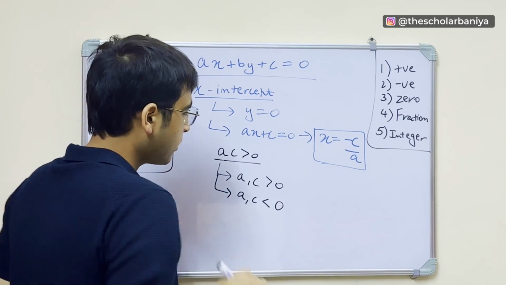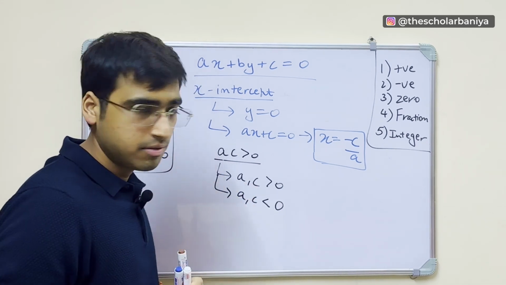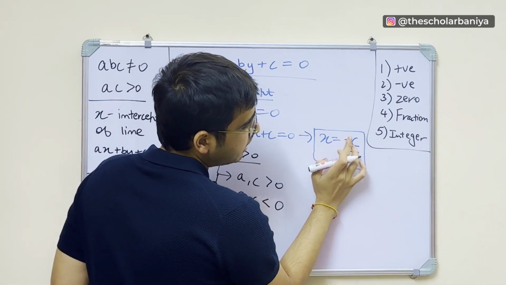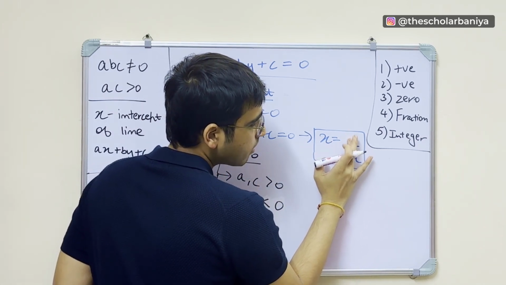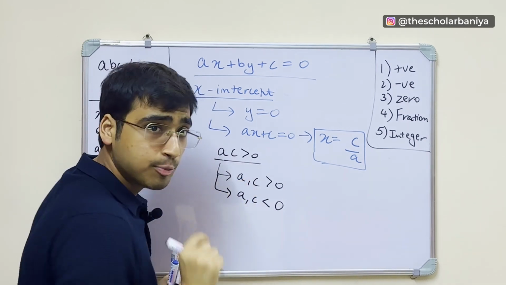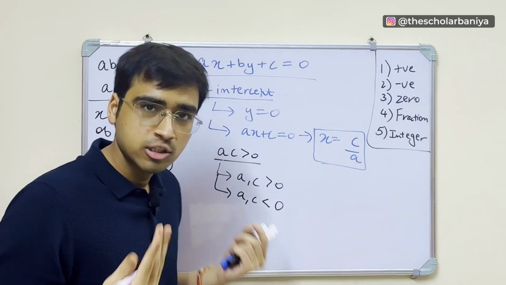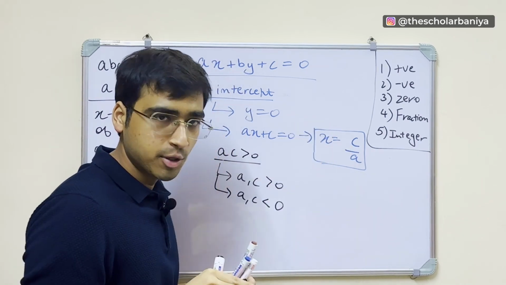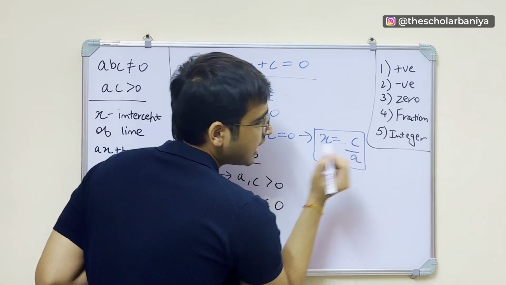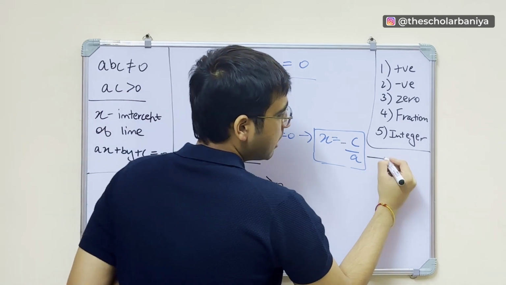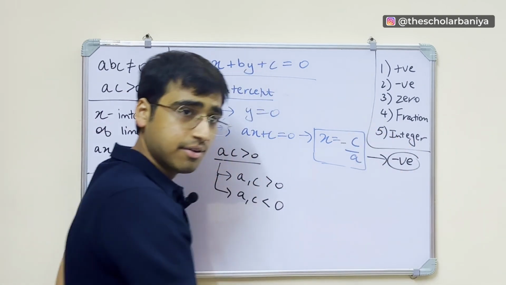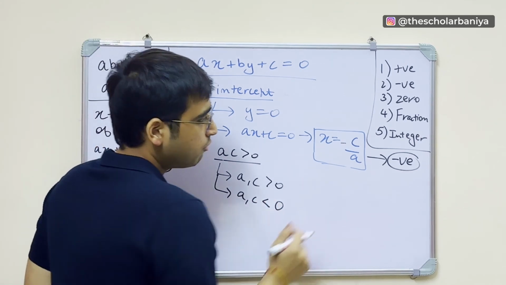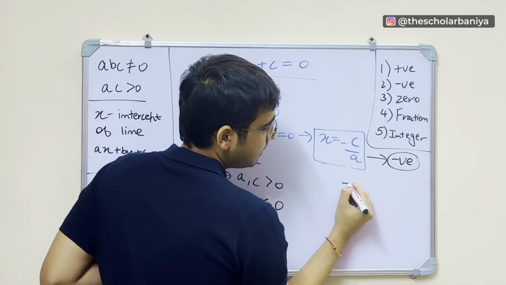Now tell me one thing, if both A and C are positive, right? So what will be this value? If you remove the negative sign for 1 second, right? So if A and C are both positive, then C upon A will also be positive, because if this is positive, so C upon A will be positive. But if we include a negative sign over here, right, then this thing becomes negative, right?